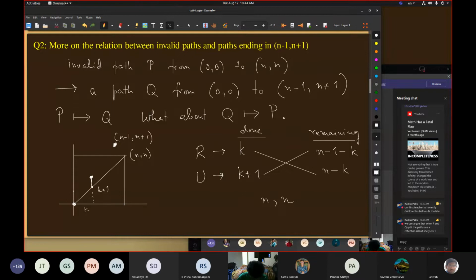K is 0, right? I will keep up to this point. After that, I will go up to this first overshoot. This I will keep as in the original path. After this, I will change R to U and U to R, not including this. Okay, that's a confusion. Yes, I understand now. So this K and K plus 1 will keep as it is. After that, I will just swap R and U. Okay, fine.